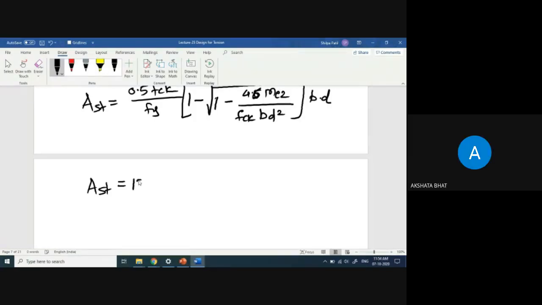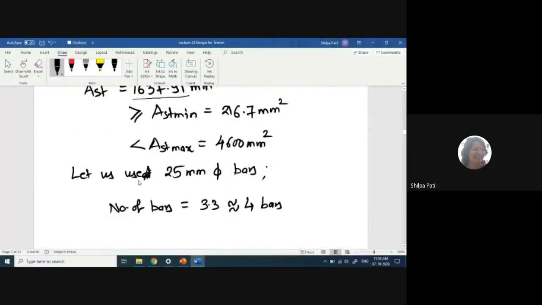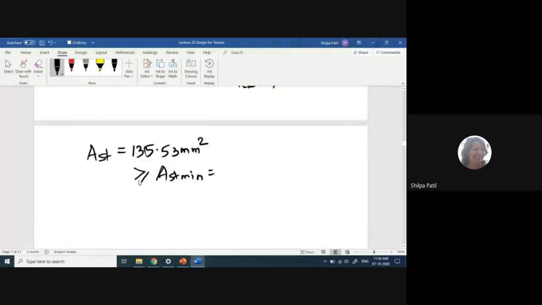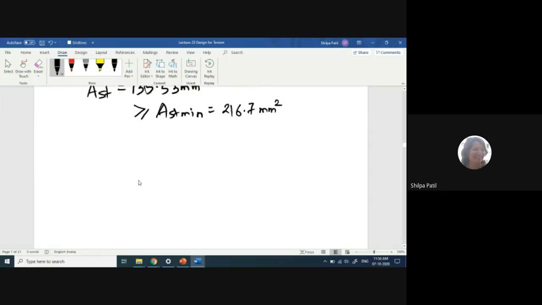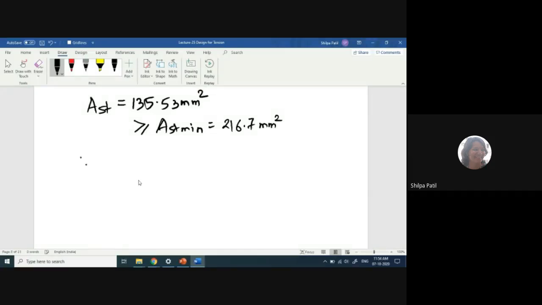135.53. Yes, 135.53 mm square. Comparing this with AST minimum, now AST minimum will remain same. The value will not change, whatever we have calculated earlier. The value is 216.7. So this is too low. 216.7 mm square is the minimum area of steel and the AST required is lesser than minimum. So we have to provide the minimum value only. Okay. So AST should be 216.7 mm square.